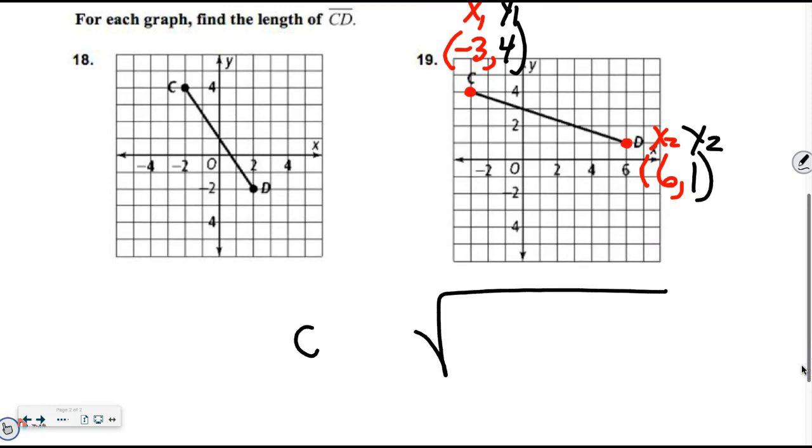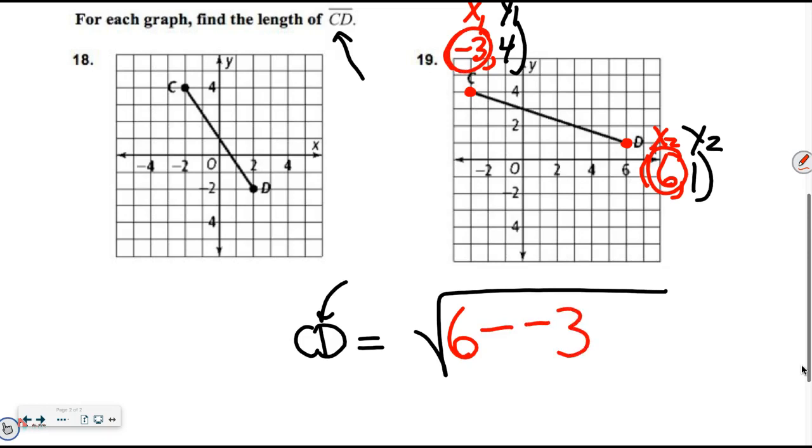And remember, we call that CD without anything over it. That means how long is it. So if it asks you what CD, see how it says find the length? So we do x2, second x, minus x1, first x. The minute I write that double negative right there, boom, boom, right? Two negatives make a positive when you're subtracting. When you subtract a negative, you get a positive.